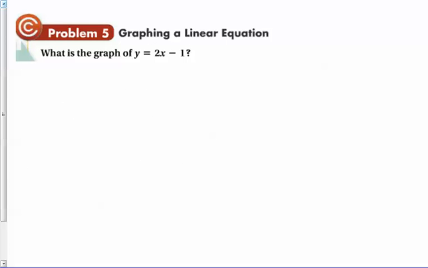What is a graph of y equals 2x minus 1? Well, that's easy. It has a y-intercept of (0, negative 1), so right there, and then go up 2 and over to the right 1. Draw your line. Bingo, bango. Real simple. Why don't you pause the video and do the Got It, and I'll see you back here for the last problem.